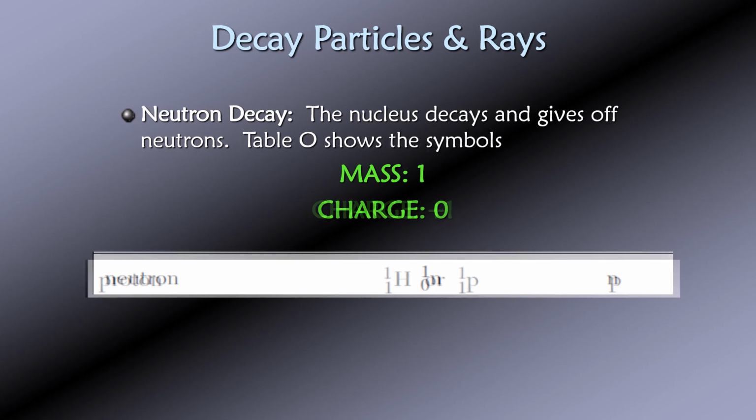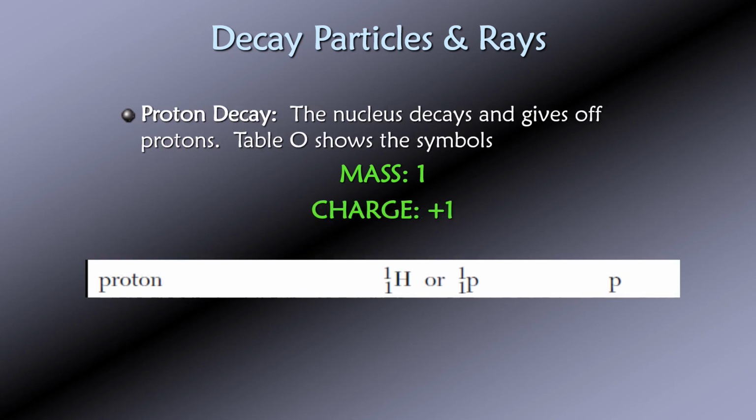Okay. Next up, we have a proton. A proton has a mass of 1 and a charge of +1, just like the proton in an atom. Now, a mass of 1 and a charge of 1, in other words, a mass number of 1 and an atomic number of 1, is exactly the same as a hydrogen atom, which is why a proton can either be represented by a lowercase p, or by an uppercase H for hydrogen.